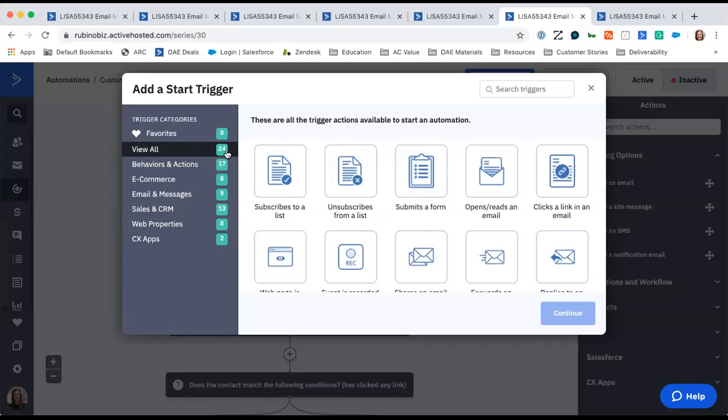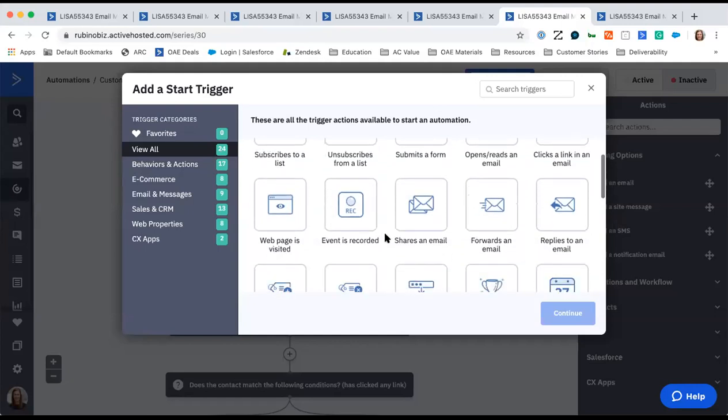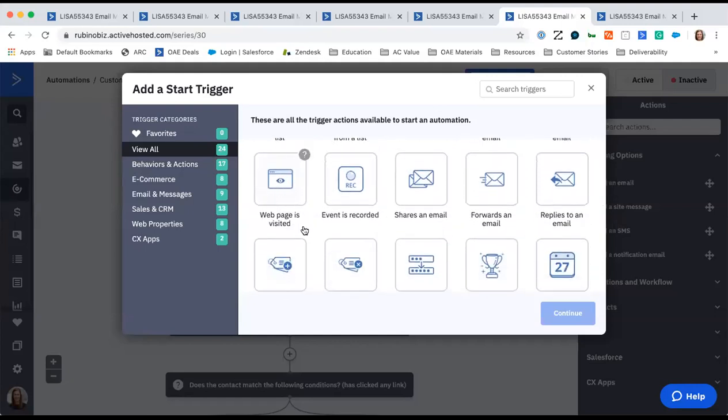We can use forms there as well. But there are 24 different triggers. Whether that's opening or reading an email, we can even look at, if you're sending out videos, for example, or specific calls to action, if they're clicking on a link. This one's really powerful, I think: if a web page is visited, we can look at how many times it's being visited, or an event is recorded, like Zoom, for example, like this one.